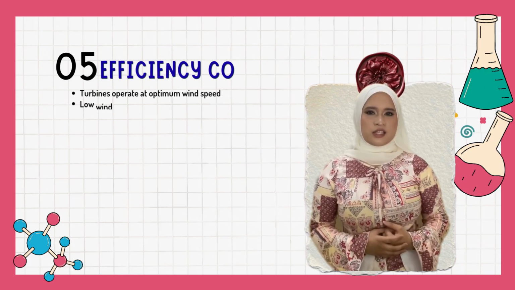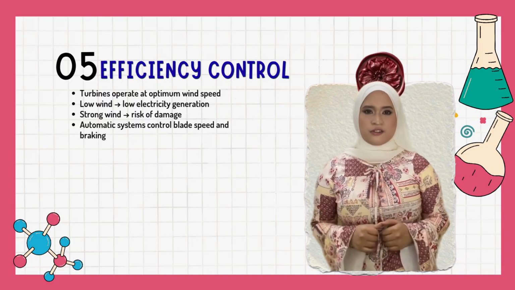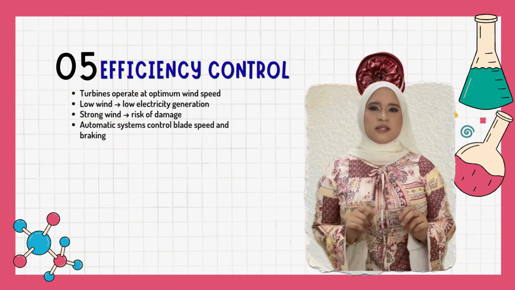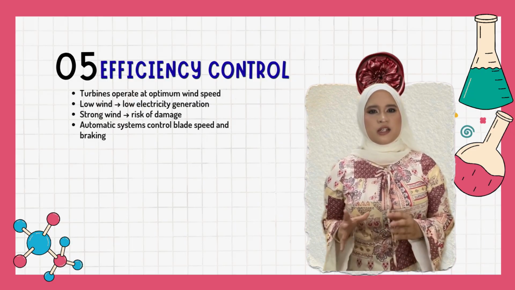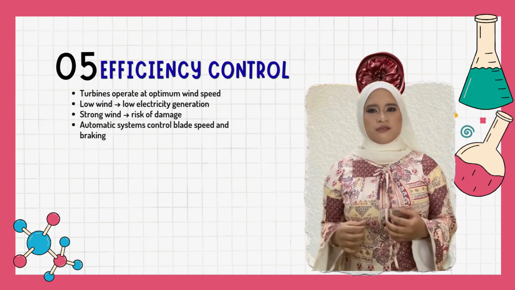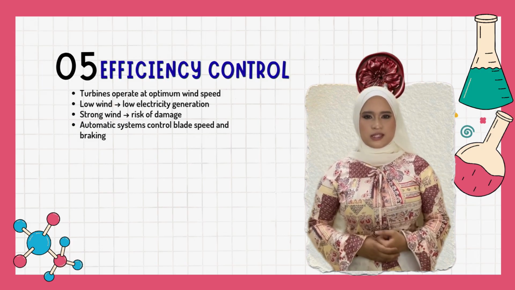Another important scientific principle is electromagnetic induction. Inside the generator, magnets rotate around copper coils. As the magnetic field moves, electric current is produced. This principle was discovered by Michael Faraday and is still widely used today in many electrical power systems.